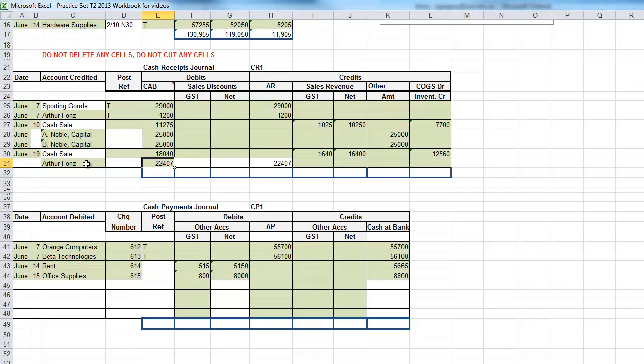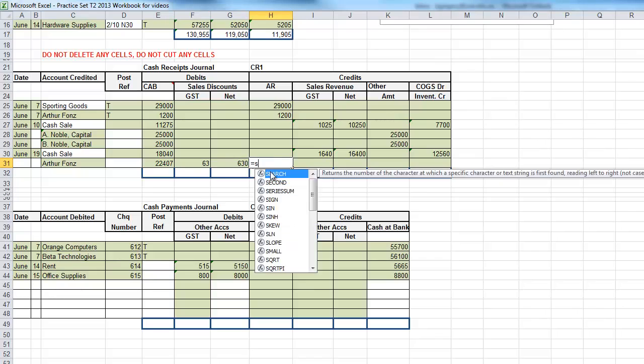Actually, I've started this already. Arthur Fonds 22,407, accounts receivable, is going to be bigger than that because we've got some other components. We have the GST, which we know is 63, I think, and therefore the net amount is 630. So the total change to accounts receivable is all of those added together.